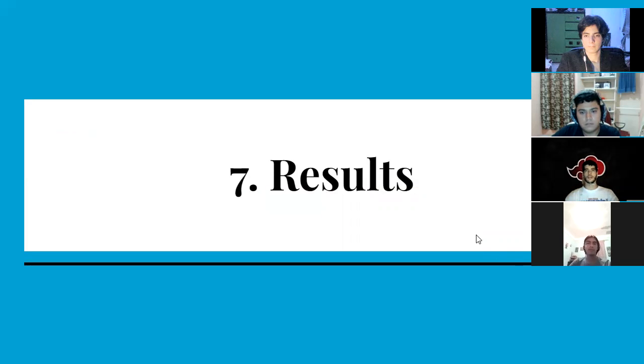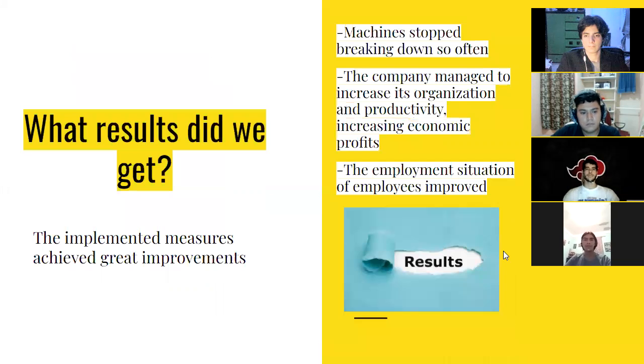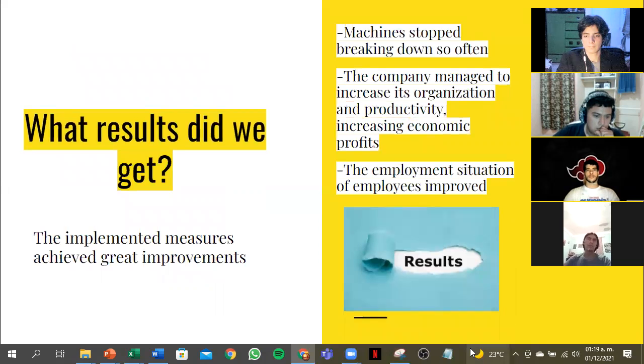Results. Next. What results did we get? The implemented measures achieved great improvements. Machines stopped breaking down so often. The company managed to increase its organization and productivity, increasing economic profits. The employment situation of employees improved.